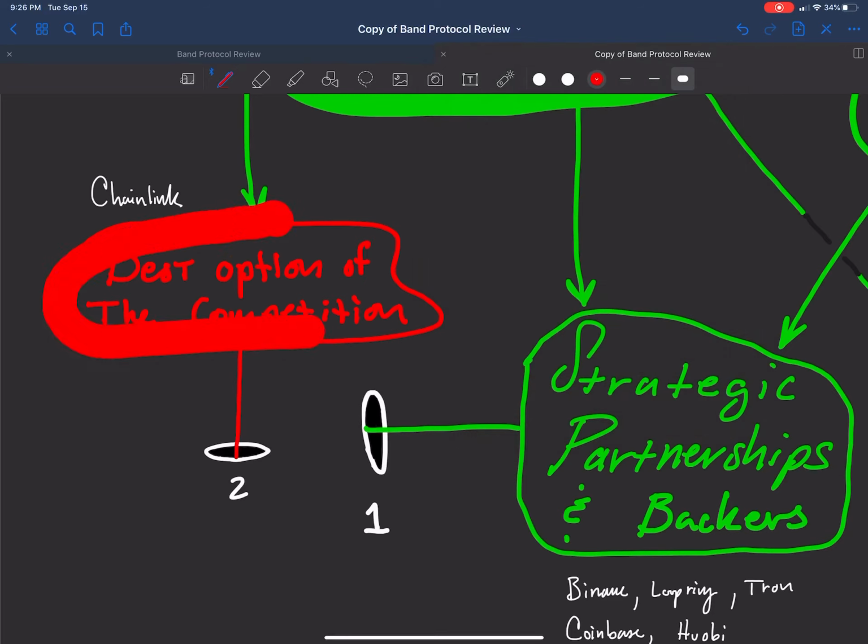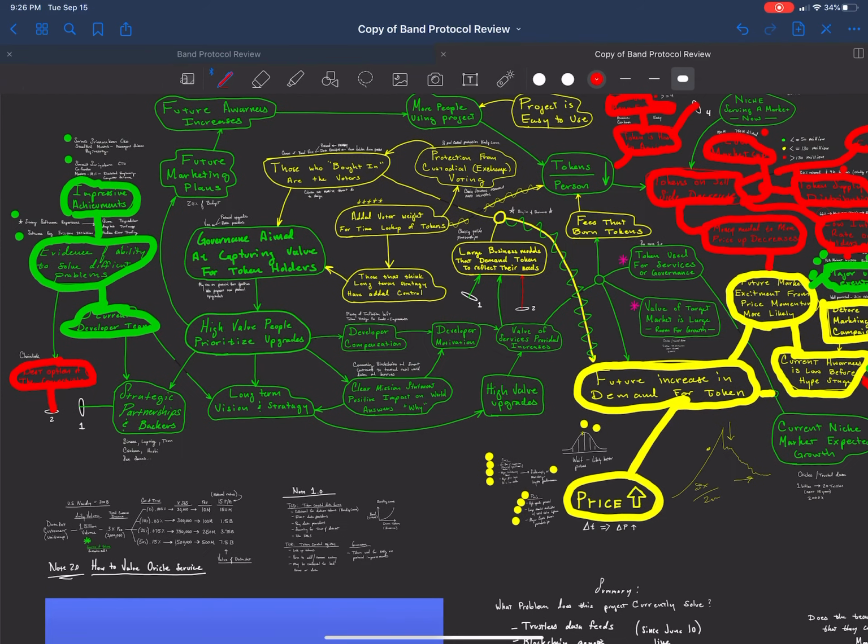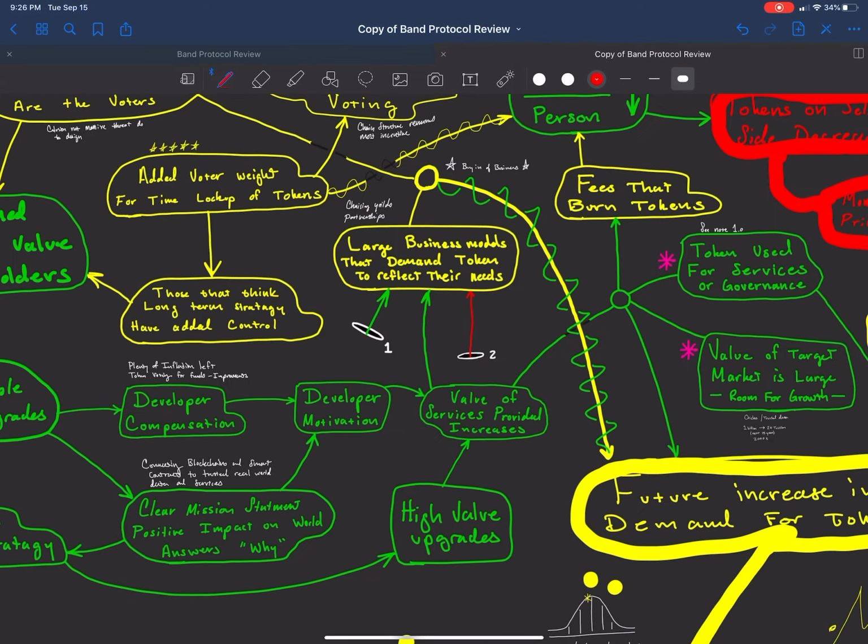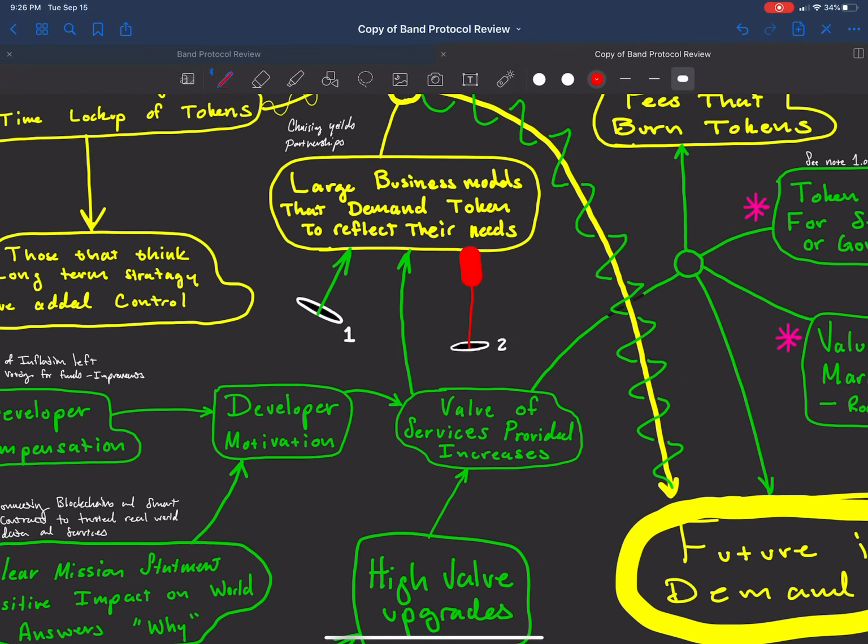I think Chainlink is the strongest of the competition. So that Chainlink competition is going to take a lot of their market and a lot of their growth away because Chainlink is already so far ahead.